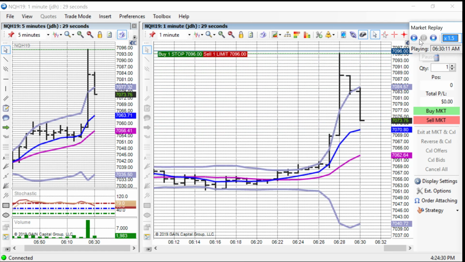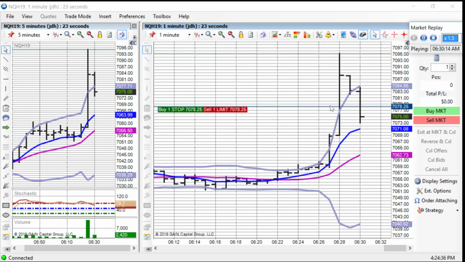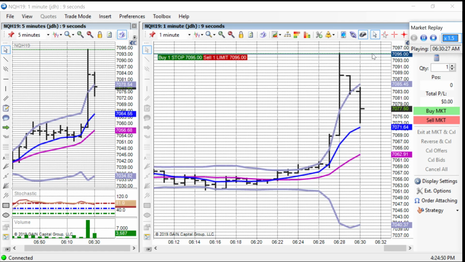So anyway, let's start the recording here. I've got it set on 1.5 speed. I find that setting it on 1 is a little bit slower than a live market, and 1.5 is a little faster, but it's closer to the reality of the way it's moving.